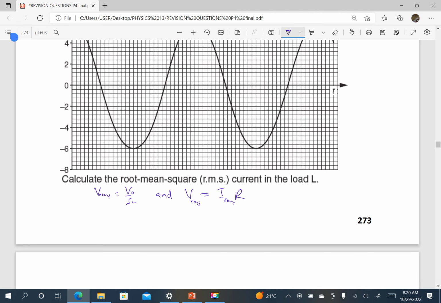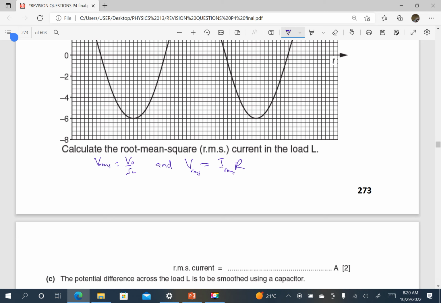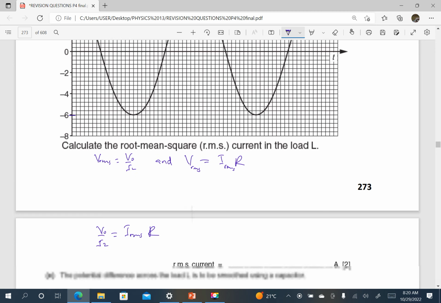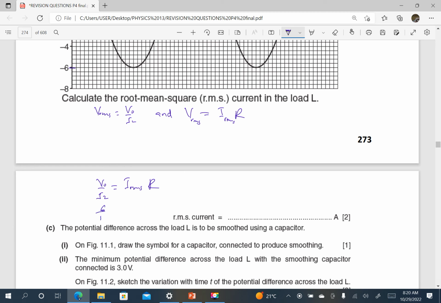So we now substitute. V root mean square is going to be V naught over root of 2, which will be equal to I root mean square times R. We now put in the quantities. From the graph, V naught is 6. So we shall have 6 divided by root of 2 equals I root mean square times R.